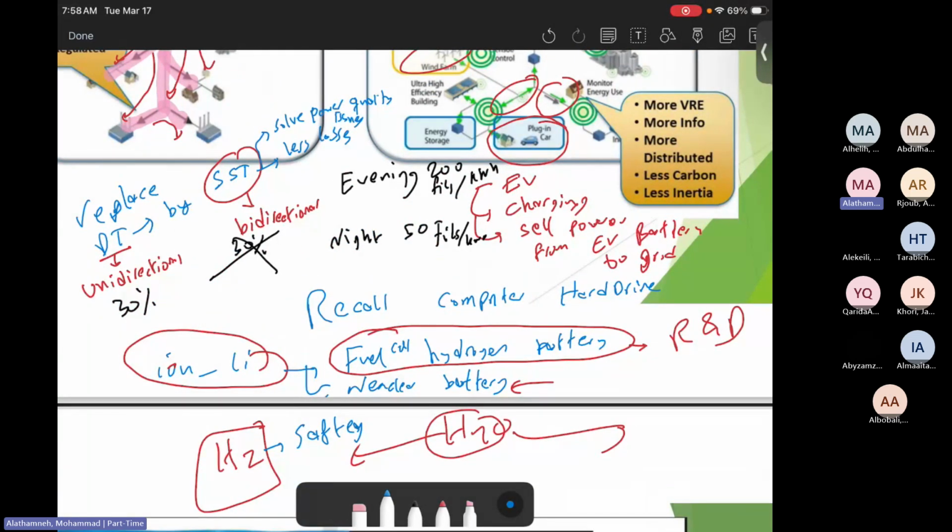So if there is an accident, there will be an airbag for the car. Then why don't we do something similar to an airbag? If something goes wrong, there will be something that releases the gas or the hydrogen. If there's an accident, it will release the hydrogen into the air before an explosion happens. And this can be a good solution.